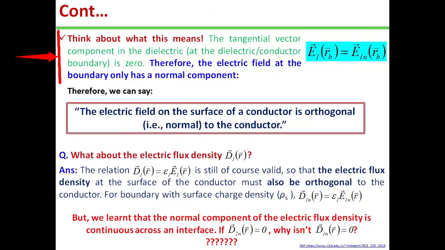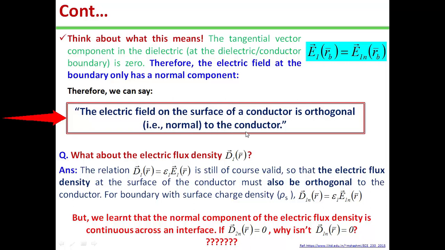An electric field E external to the conductor must be normal to its surface. That is, the tangential component in the dielectric at the dielectric-conductor boundary is 0, and the electric field at the boundary only has a normal component. So we can say E1(r) will be equal to E1n(r). Therefore, we can say that the electric field on the surface of a conductor is orthogonal, that means normal, to the conductor.